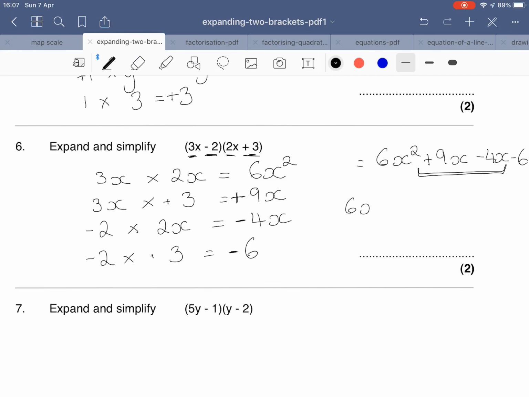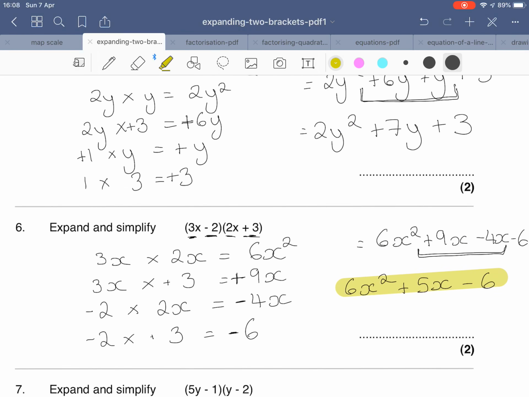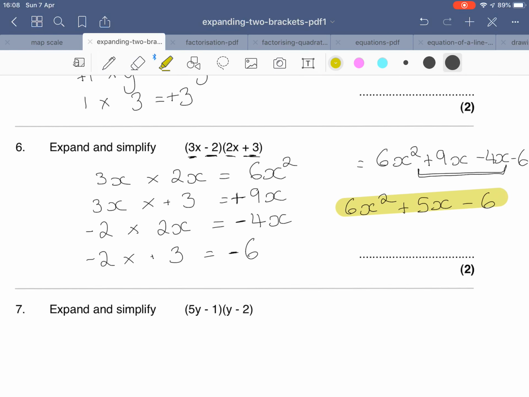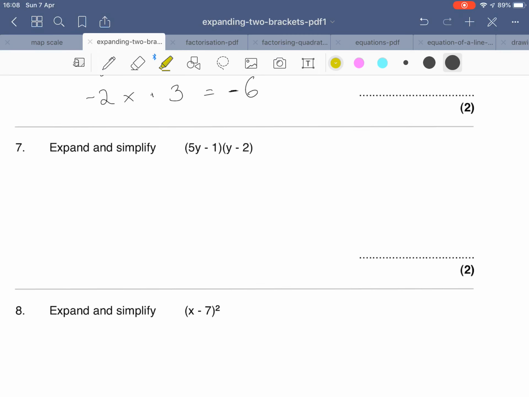So I got 6x squared. So plus 9, take away 4, gives me 5. That's a positive number, so plus 5x, minus 6. So there's your answer. Didn't highlight the last one, did I? Nope. Gotta do my highlighting.